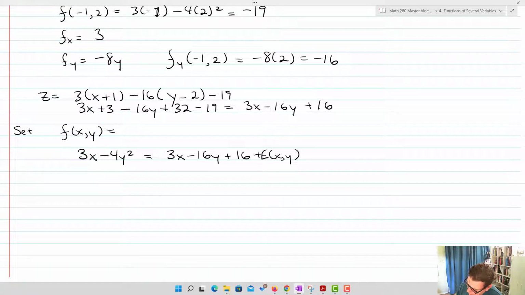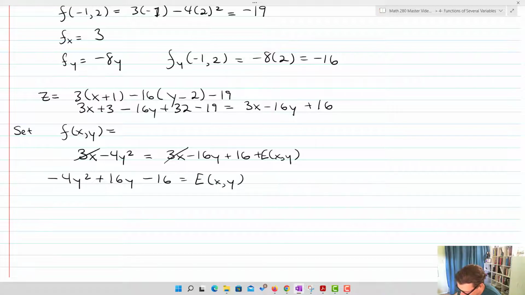And now let's go out and we'll figure out what these are. So we'll subtract 3x from both sides. Okay, we end up with negative 4y squared plus 16y minus 16. That equals e of xy. Considering that I saw that I needed to factor it earlier, I'm probably going to do that again. I got negative 4 times y squared minus 4y plus 4.